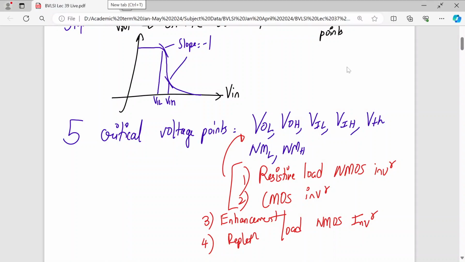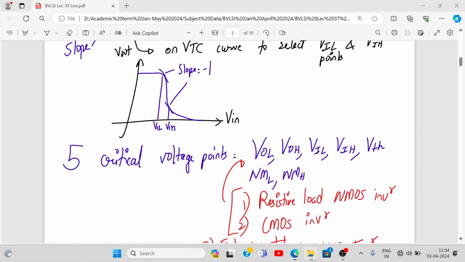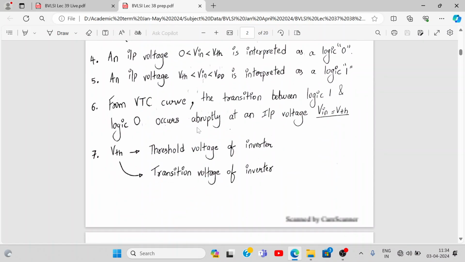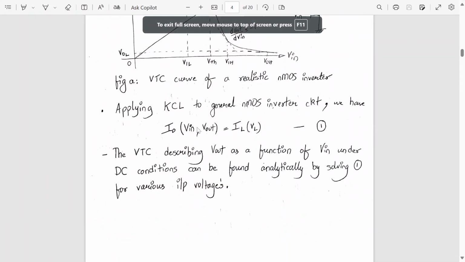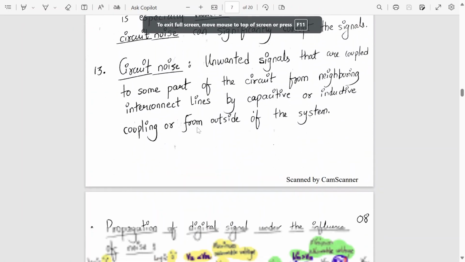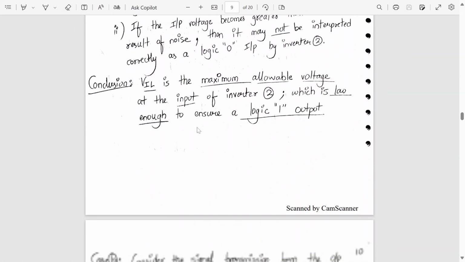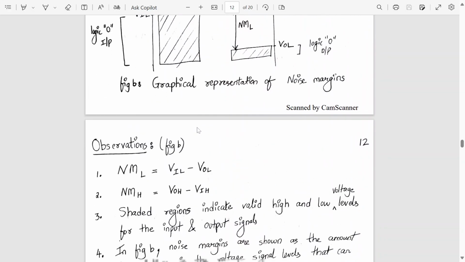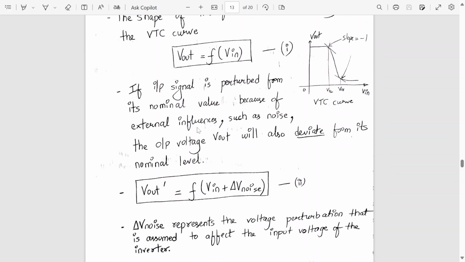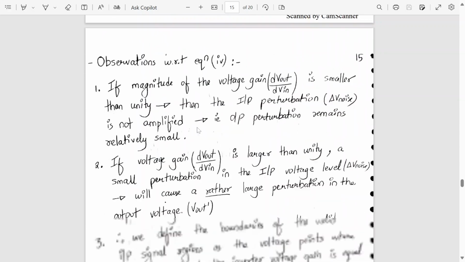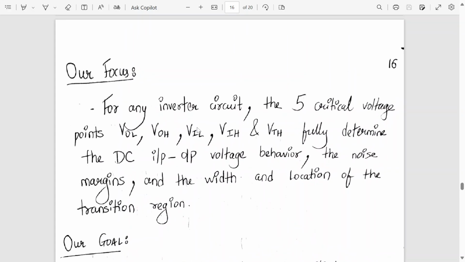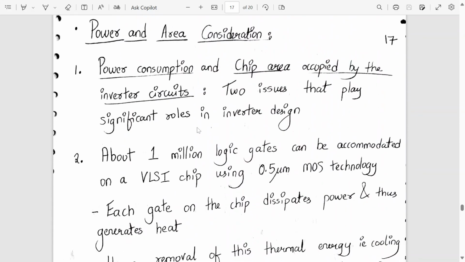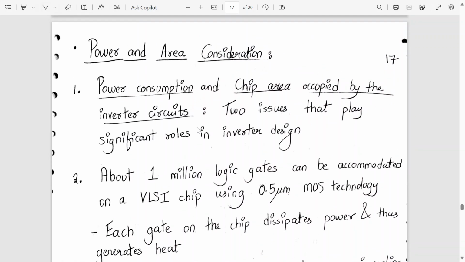Alright, let me use that PDF. If you want to read further, you can refer to this prep document. It's all written over here, okay? Alright. So next we talk about power and area consideration. So let me read out from this PDF.